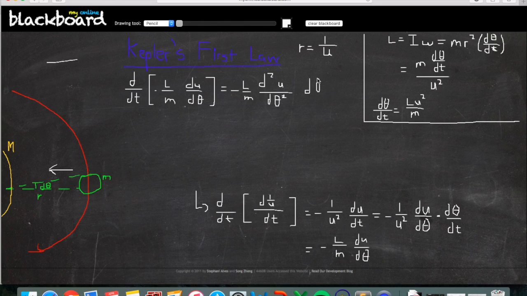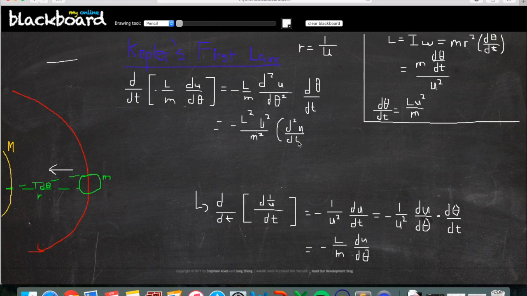And since you notice here again, because of the chain rule, we can substitute d theta over dt again. And we get that this is equal to negative L squared over m squared, u squared, since we're multiplying L over m, and then this is multiplied by the second derivative of u with respect to d theta squared. Sorry that my handwriting is getting pretty messy. I'm trying to speed it up a little bit.